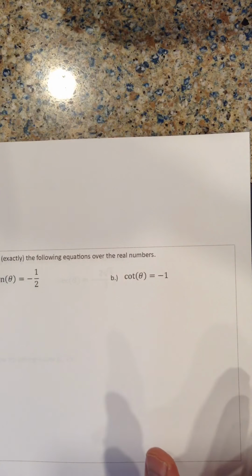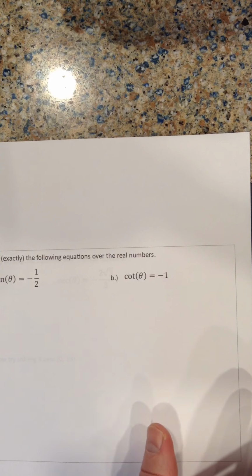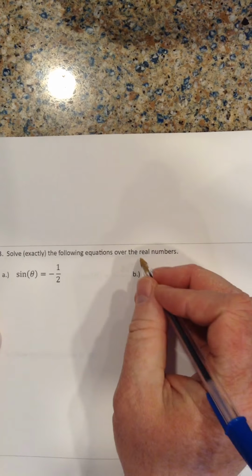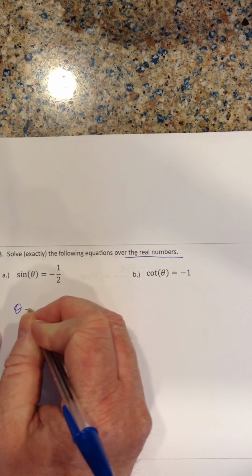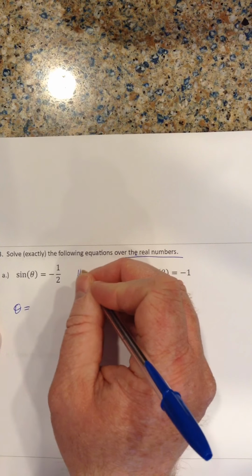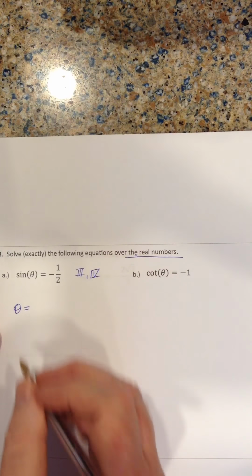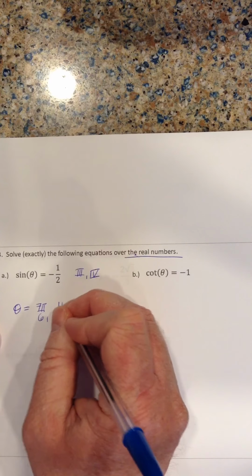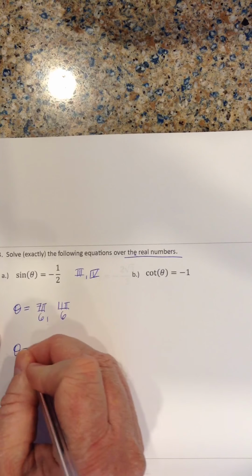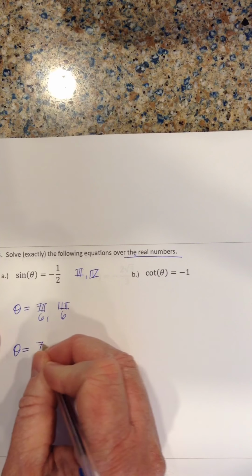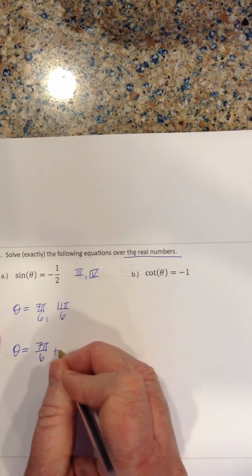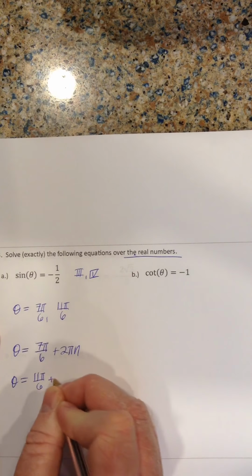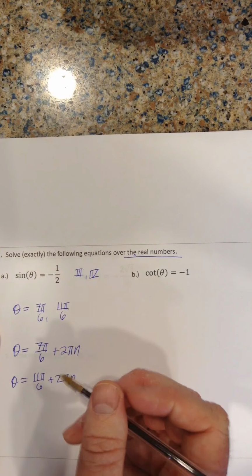Okay, let's look at a couple more. Okay, and now sine of theta is negative 1/2, but I want to solve over the real numbers. So sine is negative in quadrants 3 and 4. So that would be 7 pi over 6 and 11 pi over 6. But I want all the answers over the real numbers, so I go 7 pi over 6 plus 2 pi n, and 11 pi over 6 plus 2 pi n.